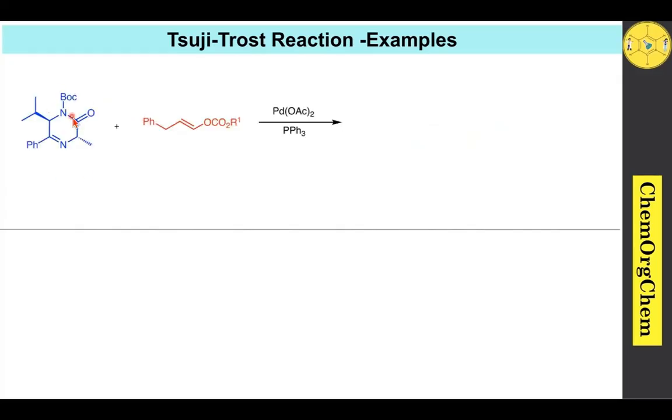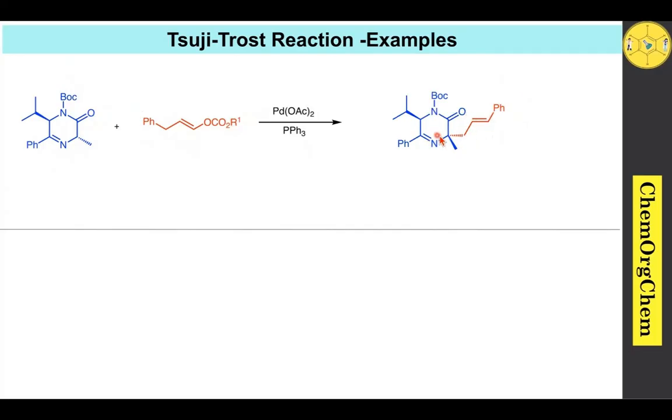This is our next example. In this example you can see how the nucleophile controls the stereoselectivity in the Tsuji-Trost reaction. When we use palladium acetate and triphenylphosphine, which could generate the corresponding pi-allyl palladium species, which then reacts with this nucleophile, generating this corresponding product with the respective stereochemistry.